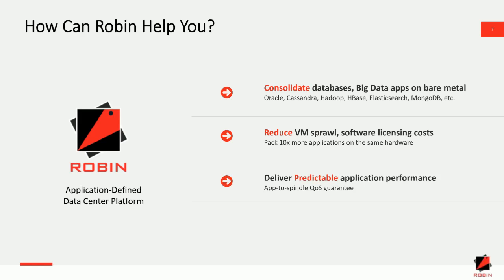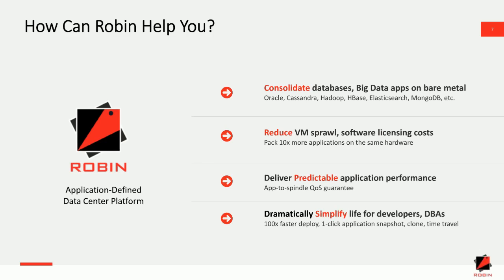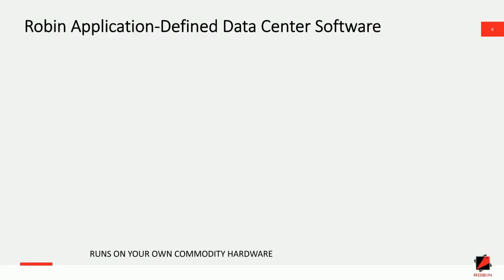The third is that Robin provides an app-to-spindle quality of service guarantee, which means you can now deliver predictable application performance, even when you're consolidating more and more apps on fewer servers. And finally, we want to simplify data management for end users. That means one-click deploy, clone, time travel, all those features. So let's dig a little deeper.